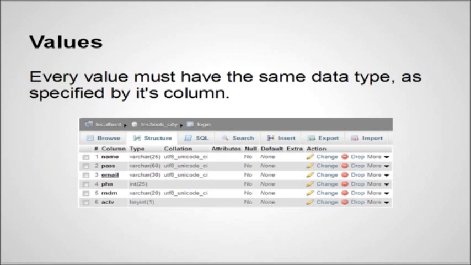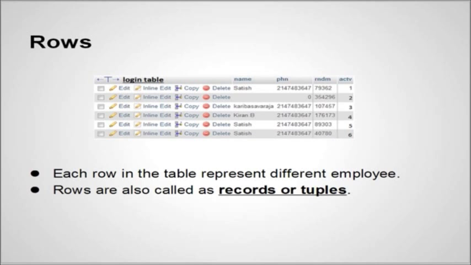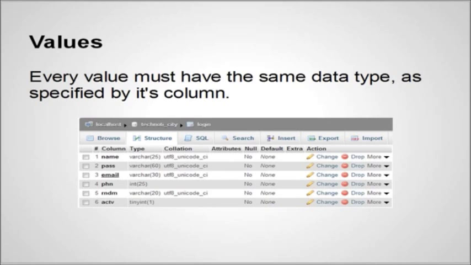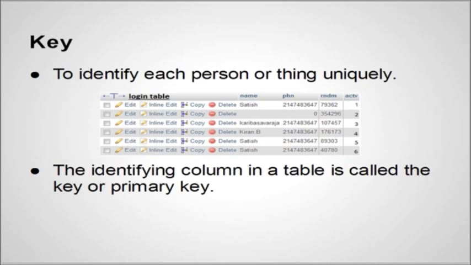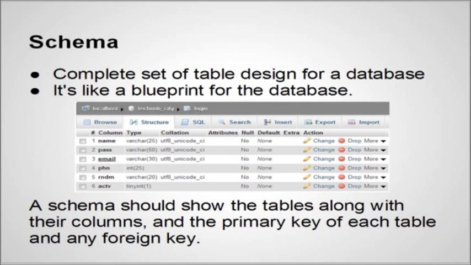Now each row has certain values. Every value must have the same data type as specified by its column. Here name is varchar, phone number is integer type, etc. Key. To identify each person or thing uniquely in a table, that is each row uniquely, we need some unique value.